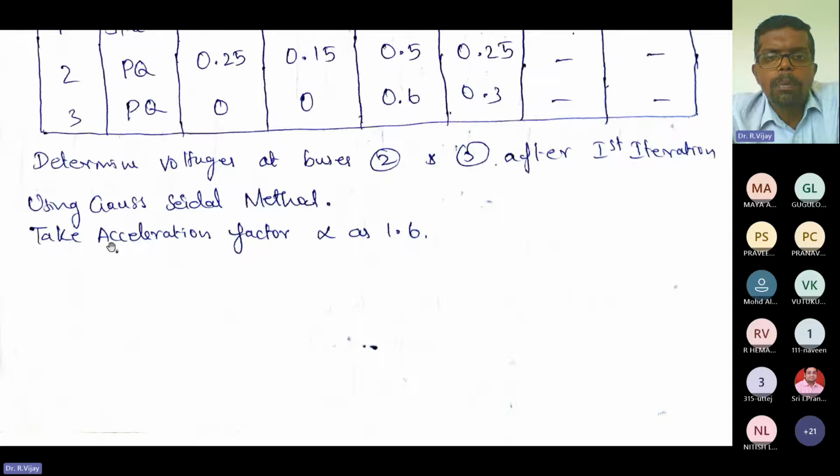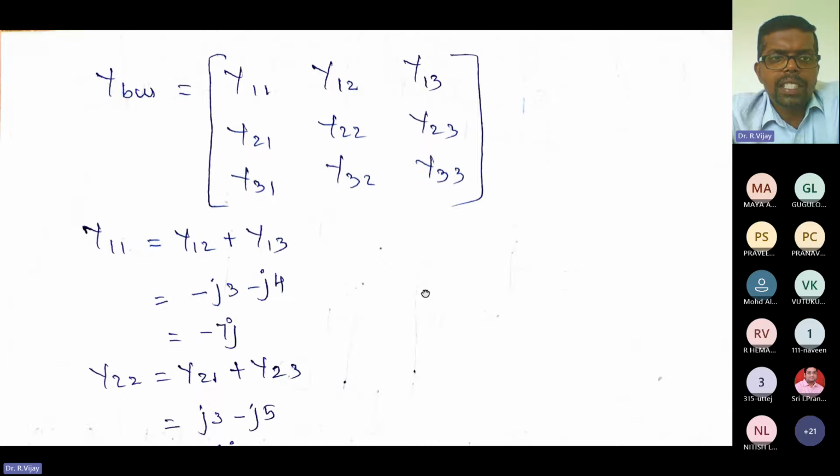In some problems it is not mentioned. You can by default take that value alpha as 1.6. Next, first step, you need to calculate the YBus matrix. YBus matrix, you know: Y11, Y12, Y13, Y21, Y22, Y23, Y31, Y32, Y33.